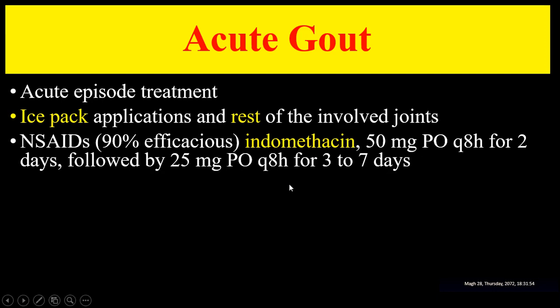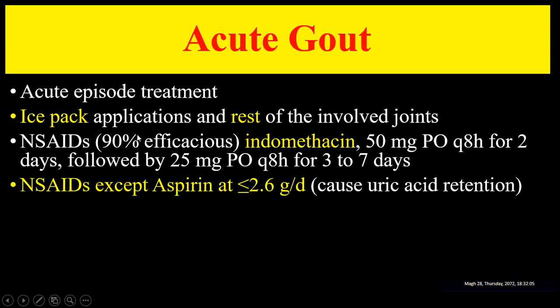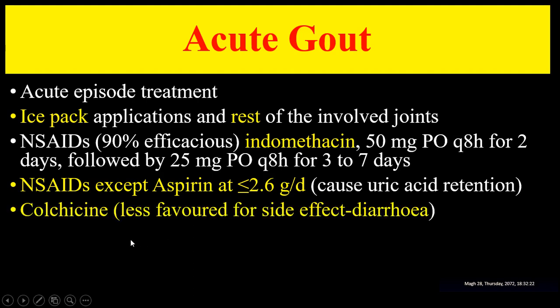If one of your relatives has this, then you can start indomethacin at once, and most probably the symptoms will be cured. And all NSAIDs can be used. Indomethacin is one of the best, except aspirin at a dose less than 2.6 gram per day, because at this dose it causes uric acid retention. And colchicine was the best drug, but it is favored less these days due to its severe side effect. It causes severe diarrhea, colchicine. That's why it is not used these days as the first line.